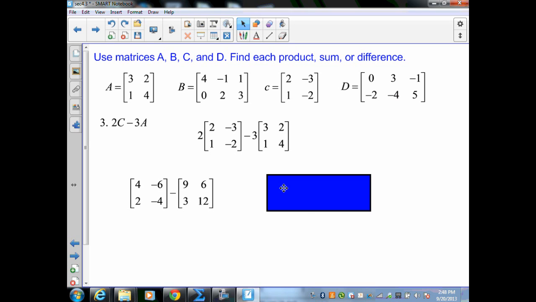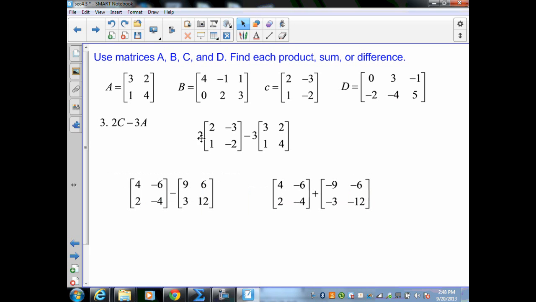I could have done it the other way, and of course multiplied each element by 2, and notice in both I would have 4, negative 6, 2, negative 4, 4, negative 6, 2, negative 4. But in this case, I took a negative 3 times each element. Negative 3 times 3 is a negative 9, negative 6, negative 3, and negative 12, but that would change to a plus sign. In both instances, I would have the resulting matrix be the same.